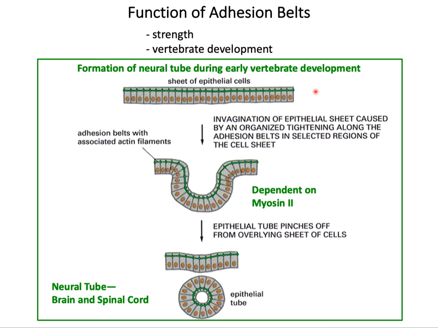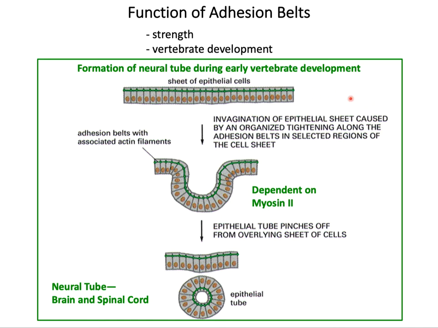But adhesion belts also have a very interesting function in vertebrate development. In vertebrate development, there is the formation of a structure known as the neural tube. Neural tubes go on in development to form the brain and spinal cord of vertebrates. So it is very important that the neural tube be formed properly, and neural tubes are formed from epithelial cell layers. In fact, they are formed through the function of these adhesion belts.